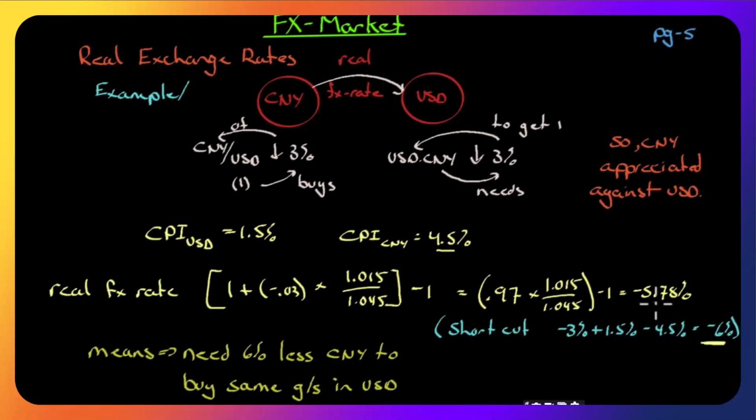Well, what does this mean now? It means that if we're in China, we need 6% less of our currency to buy the same goods and services in the US dollar. So this month we can buy out of the US what we bought last month, assuming all this happened within a month, and it'll cost us 6% less. In other words, our currency has gotten more valuable in US dollars, or the US dollar has gotten cheaper in terms of our currency. We're saying the same thing.